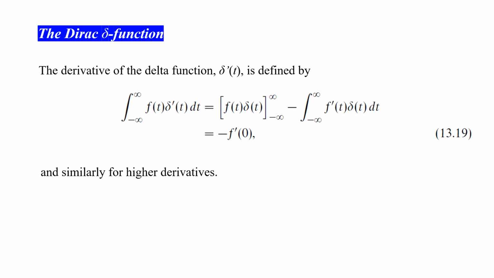The derivative of the delta function, delta prime of t, is given by this expression here. The integral of f of t delta prime of t dt is equal to f of t delta of t evaluated from negative infinity to infinity, minus this term here, which is equal to the negative of f prime of 0. And this is similar for higher derivatives.